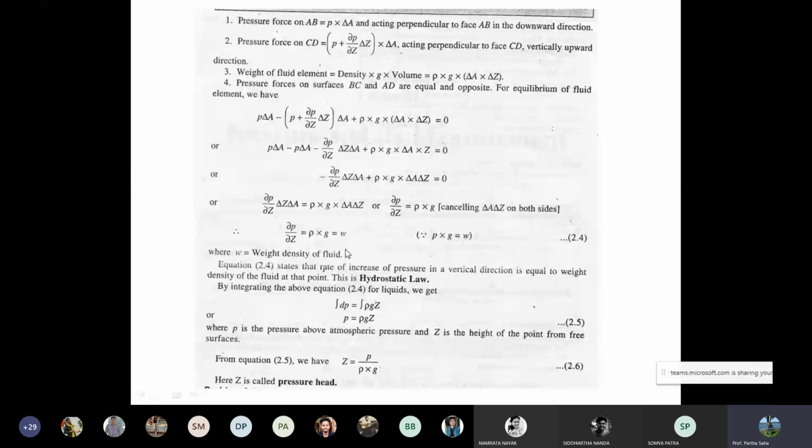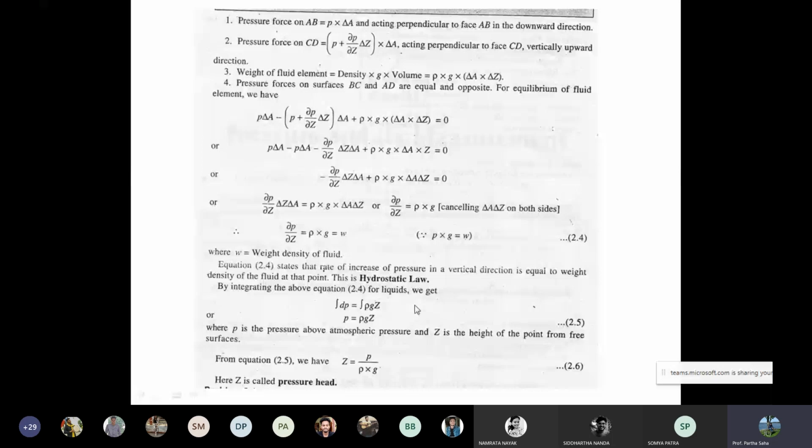Now if you integrate this, del P equals rho G Z, then it becomes P equals rho G Z, where P is the pressure above atmospheric pressure and Z is the height of the point from the free surface. So Z equals P by rho G. This is the expression, and Z is called the pressure head. So Z has a unit of length, and P has a unit of Newton per square meter, that is the pressure. This is how you determine Z.